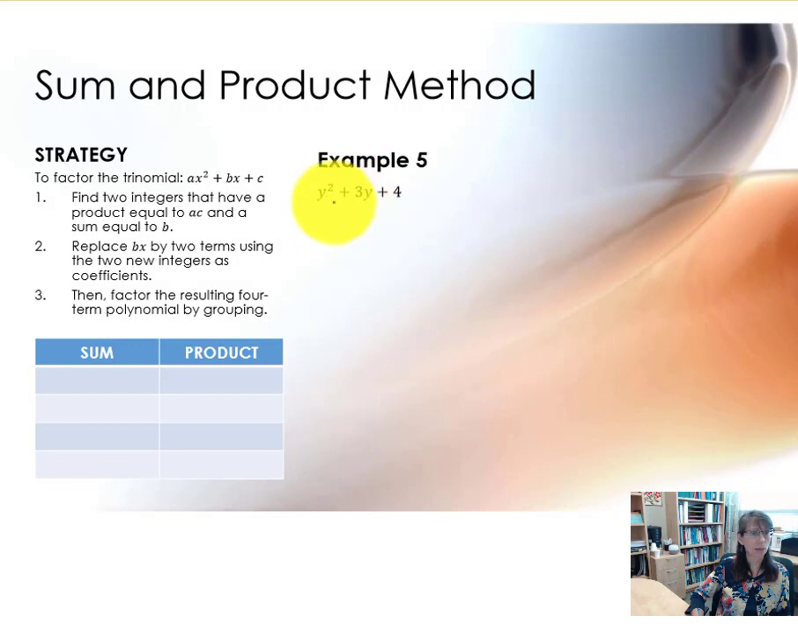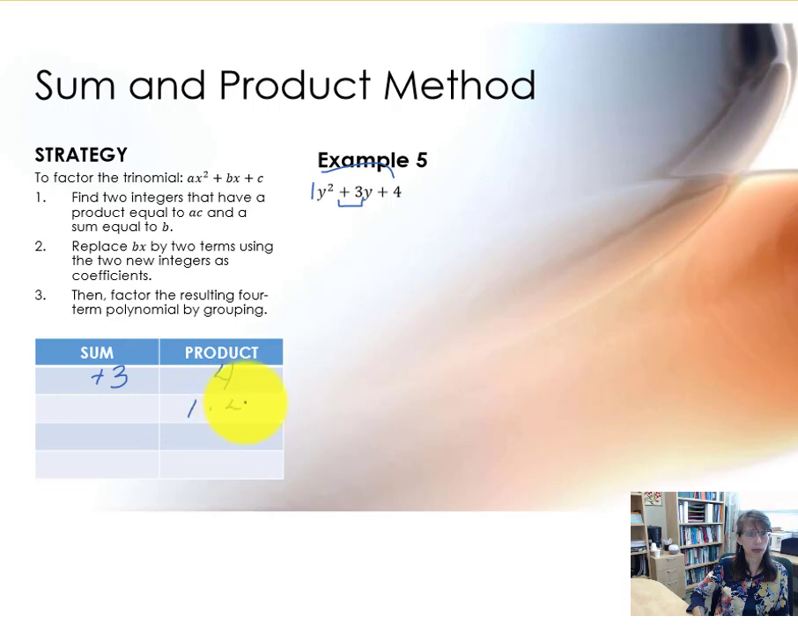In our last example, we have y squared plus 3y plus 4. So this time we don't have a numerical coefficient in common for all because remember this is 1y squared. 1, 3, and 4 only have 1 in common and that doesn't help. Only the first 2 terms have y, so there's no GCF. We go straight to sum and product. Our sum comes from the middle as positive 3. Product would be 1 times 4, so that makes 4.